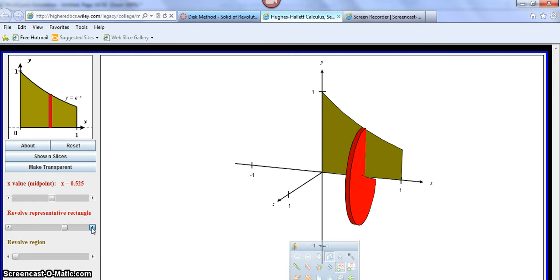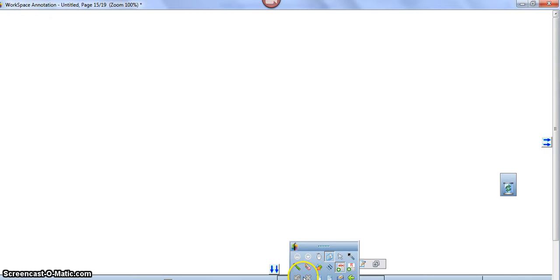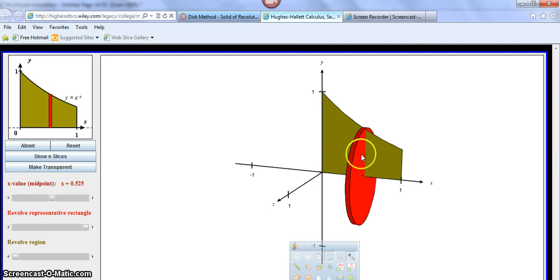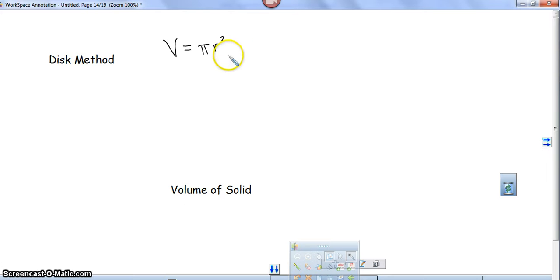you notice if I go all the way through there, I get a disk. That's why it's called the disk method. So when I go back to my page, a disk has a volume, and that's what we need to start with. The volume of a disk itself, a disk is a circle, so it's pi r squared, times the width of that disk. Remember what I said the width of the rectangle was? The disk is going to have that same height or width. You can even call it a height if you want, but that is going to be delta x.